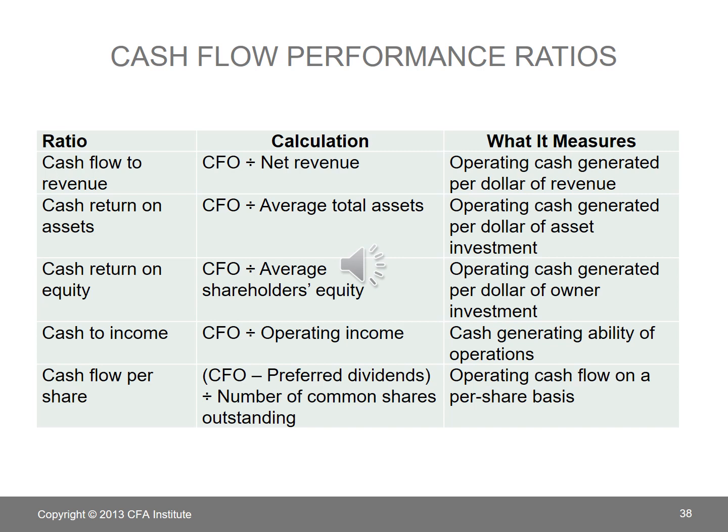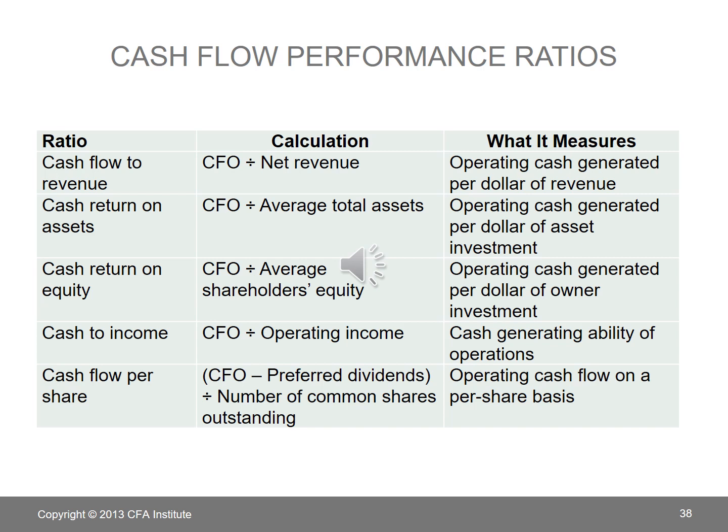So we have the first ratio of cash flow to revenue, which measures the operating cash generated per dollar of revenue, and then we have cash return on assets, and this one measures operating cash generated per dollar of assets investment. We have cash return on equity, which basically measures operating cash generated per dollar of owner investment. Cash to income, and this one measures the cash generating ability of operations. And finally we have cash flow per share, which measures operating cash flow on a per share basis.